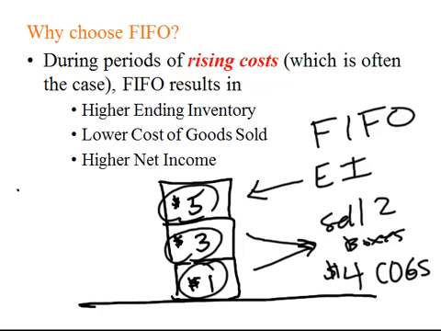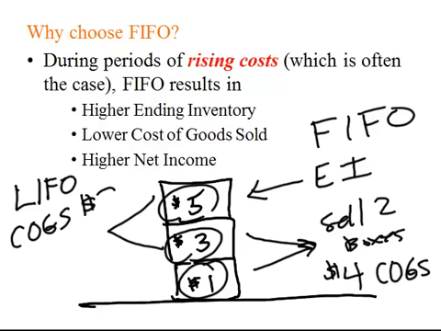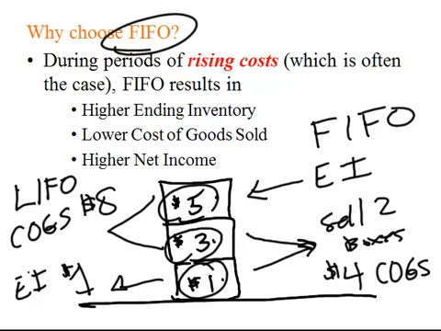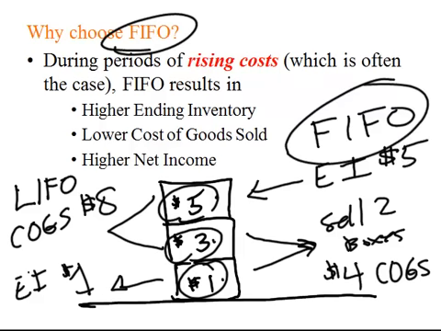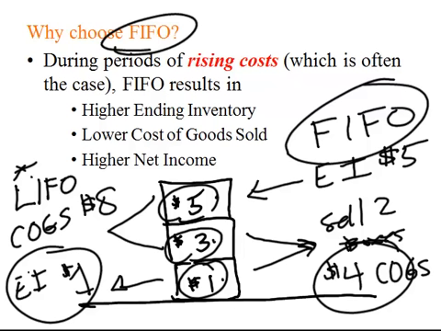Notice how this compares to the LIFO assumption. Last in, first out would be assumed to have sold the last two acquisitions. Our cost of goods sold would be $8 and our ending inventory would be only $1. So notice during these periods of rising prices from 1 to 3 to 5, under FIFO we have higher ending inventory. We've got ending inventory of 5 under FIFO versus only 1 under LIFO. Our cost of goods sold under FIFO is only 4 as compared to 8 under LIFO. And if cost of goods sold is lower, our net income is going to be higher.